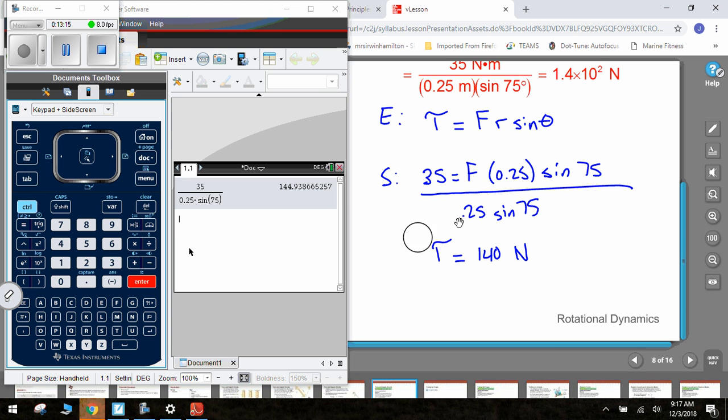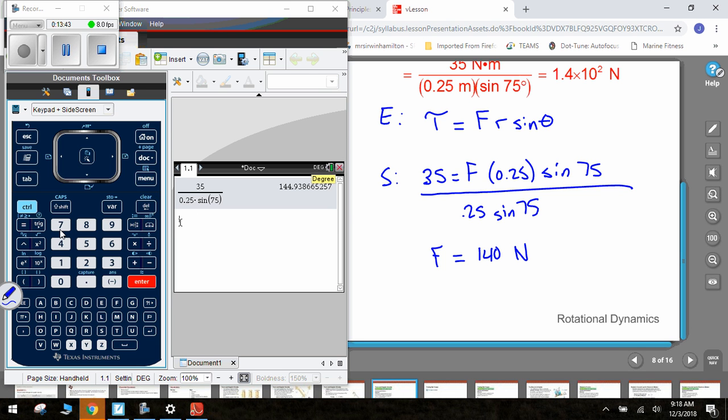I'm sorry, F is going to be equal to 140 newtons, not tau, because we solved for F. So the force was multiplying times 0.25 and multiplying times sine 75. So I divided by 0.25 and sine 75 on both sides of the equation. So 35 divided by the 0.25 sine 75 gave me 140 newtons.